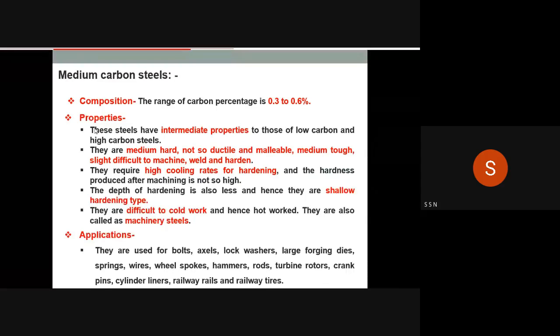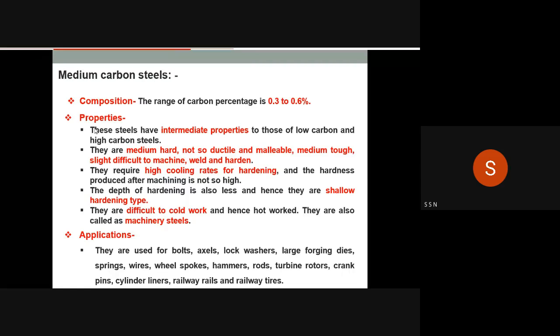Here you observe that the percentage of carbon is a little bit increased. It is not high carbon or low carbon, it is medium carbon. That's why the carbon percentage is medium. So the properties will also be intermediate between high carbon and low carbon. So these steels, that means medium carbon steels, have properties intermediate to those of low carbon and high carbon steels.